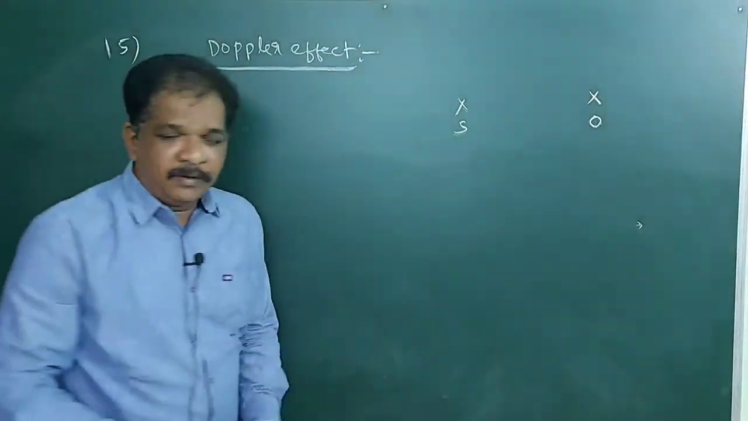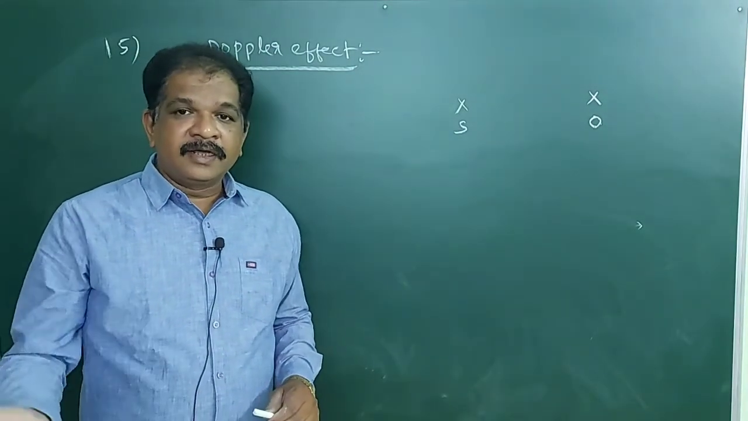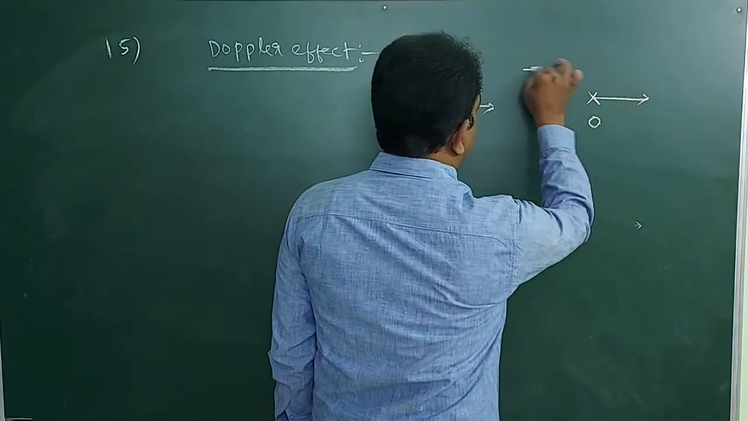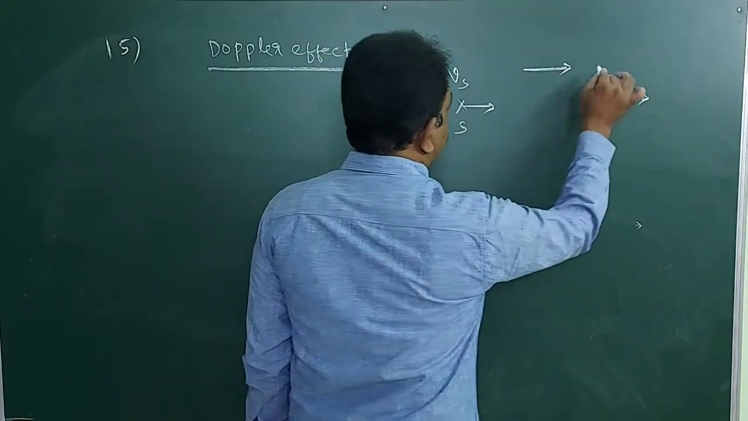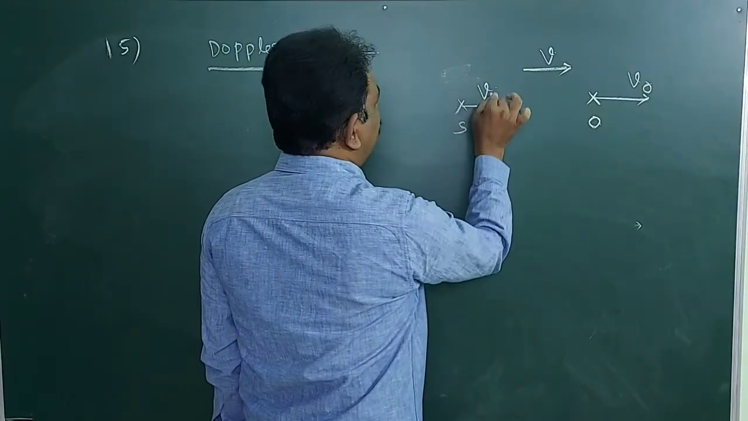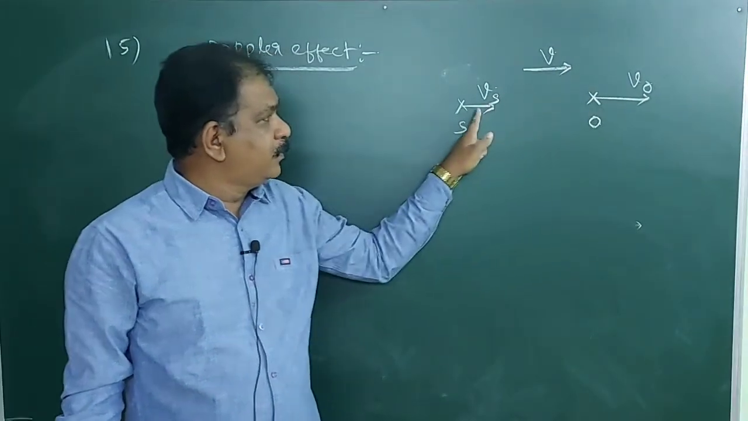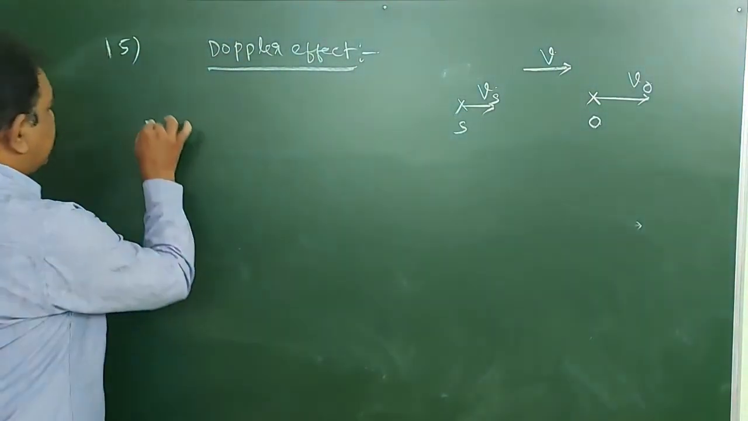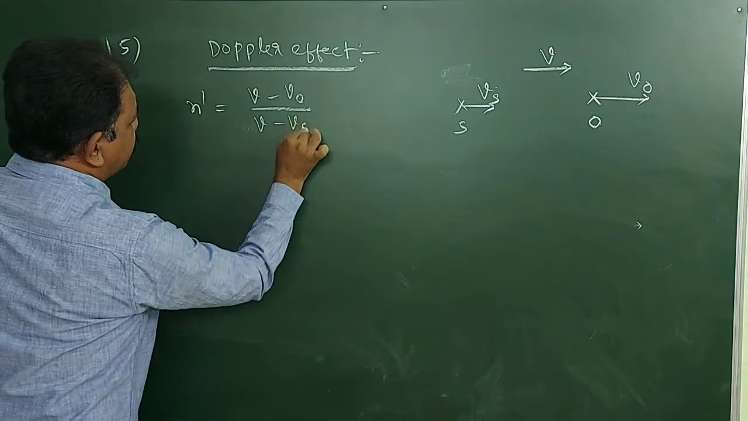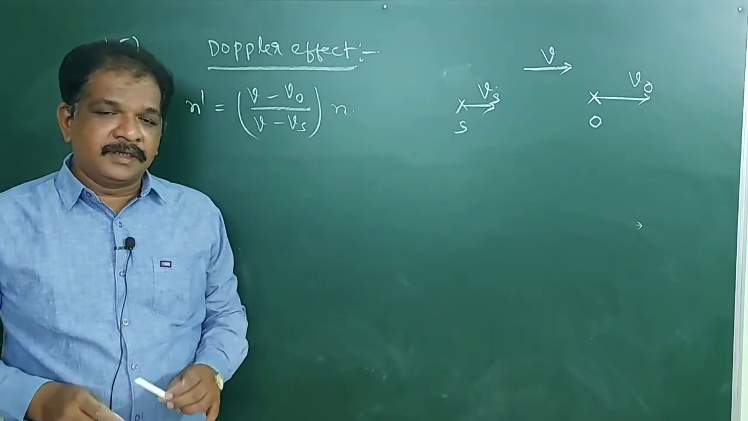See, 4 cases will be there here. By explaining this, we will conclude this session. Next session, we will start the problems. Here, the general expression will be like this. This is the velocity of source, this is the velocity of the observer, this is the velocity of sound. The general expression is n dash is equal to V minus VO by V minus Vs into n.